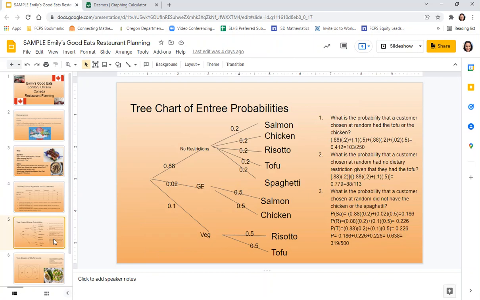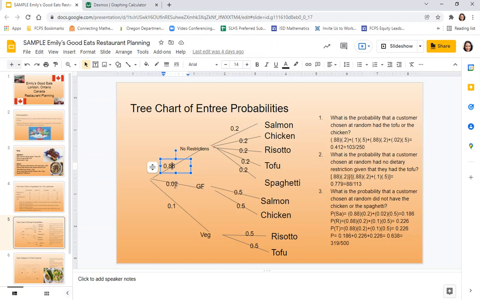All right, so here's the chart of entree probabilities. You want to start with the customers. So we know 88% of customers have no restrictions, and we know 2% are gluten-free, and 10% are vegetarian in my situation. Then you want to have a line that comes out from each customer group that describes the entrees they could choose. So no restrictions has 5 choices for entrees, and gluten-free, they have 2 choices for entrees, and vegetarian, they have 2 choices for entrees.